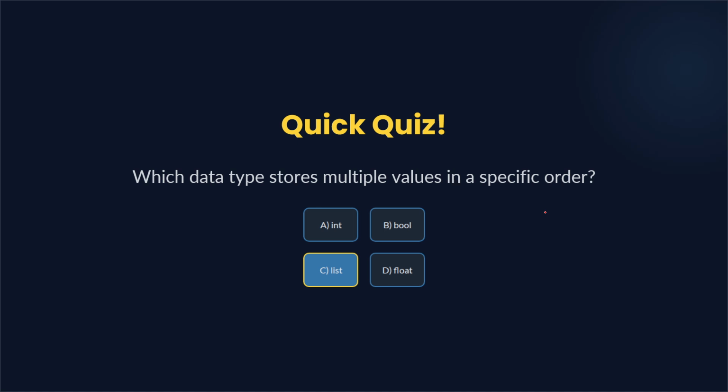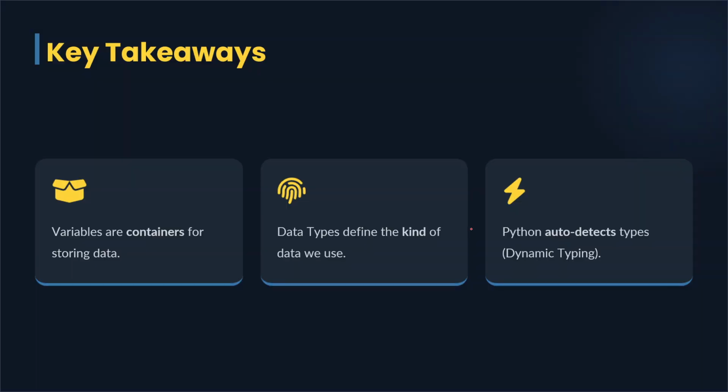Coming to a quick quiz, which data type stores multiple values in a specific order? We have already discussed this. The answer is already shown on the screen. List. A list is a data type which stores multiple values in a specific order.